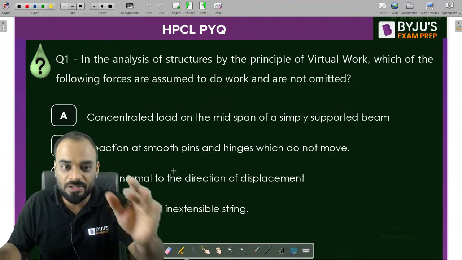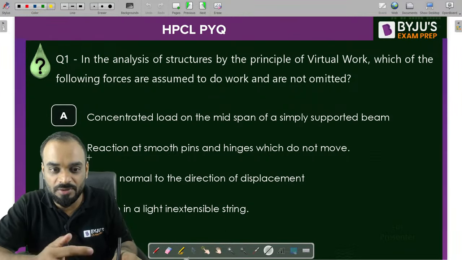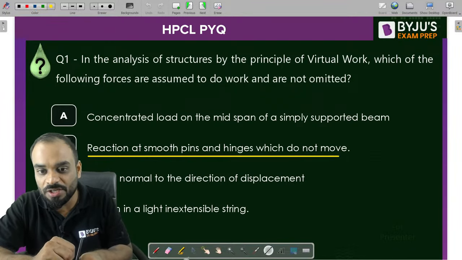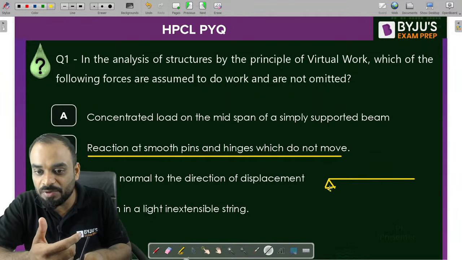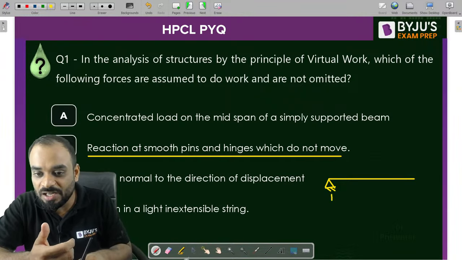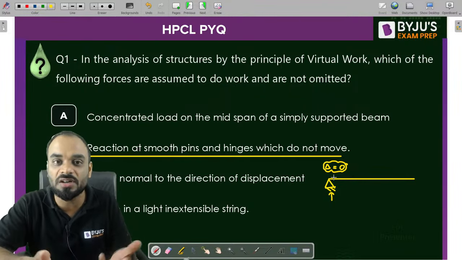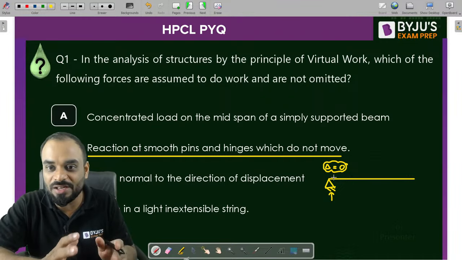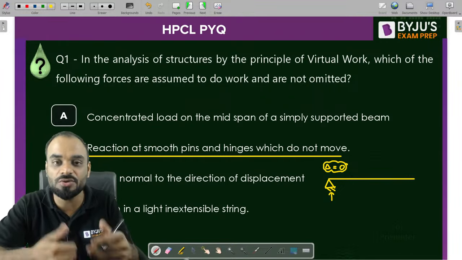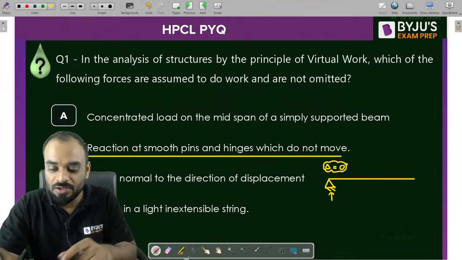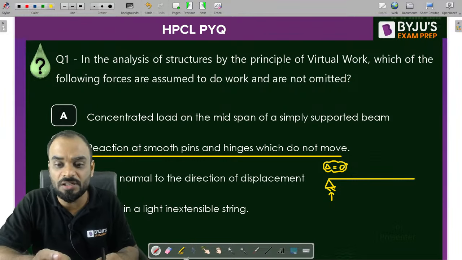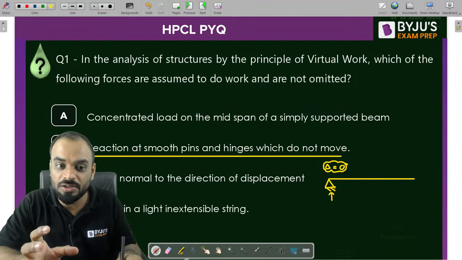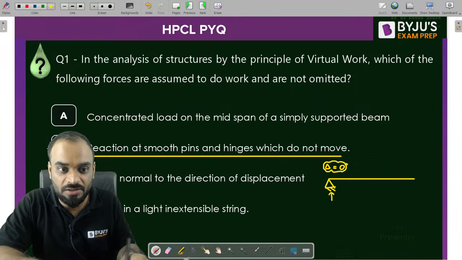Now, if we take the example of statement number two. Let us consider the reaction at the smooth pin or hinge, which do not move. Now tell me, guys, if you have a structure in which there is a certain support, and that support will have a certain amount of reaction, but in the direction of reaction, there is no displacement. That means displacement value is zero. Then tell me, guys, how this particular reaction can do work. It is not possible, right? So you can understand, guys, by this reaction we are not able to generate any kind of work in this structure. So that's why, guys, B can be the wrong one, or we can say you can omit this condition while calculating the work here. So this one is wrong.